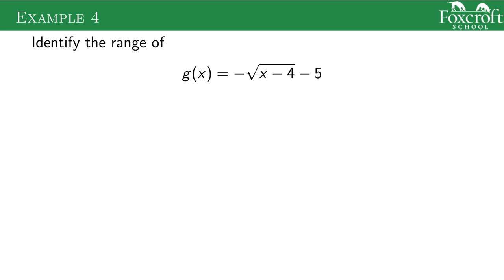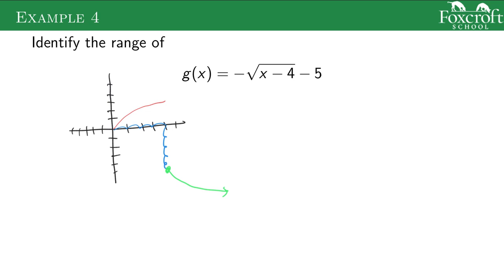All right, identify the range of this function. Right away, I see it as an expression, so I'm automatically going to think of a graph. It's a square root function, which normally looks like that, but it's going to go right 4, down 5. And then because of this negative, it's going to be going down instead of up.